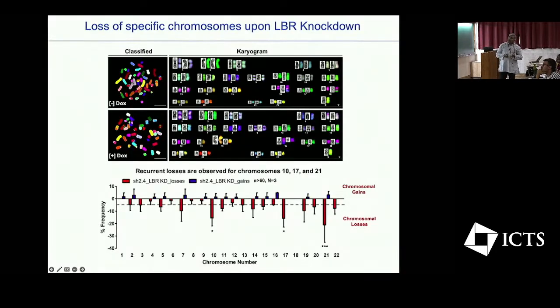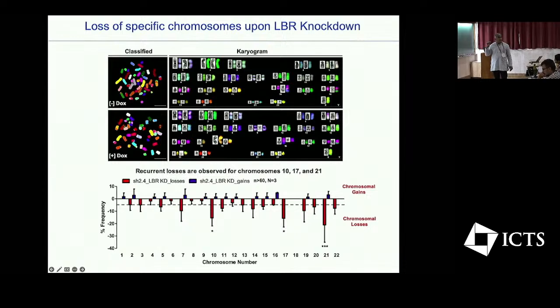And then what we found to our surprise, and I'm going to cut a long story short here, again, we did spectral karyotyping, and we found something to our surprise, that in contrast to what I just told you about the other lamin knockdowns, LBR knockdown, in fact, started showing chromosomal losses. So what you're seeing in this axis is the chromosomes that are lost, and you can see the ones that were significantly lost. And here, you can see a very tiny population of cells where the chromosomes are gained. So what this tells us is that the lamins have very different behaviors at the nuclear border.